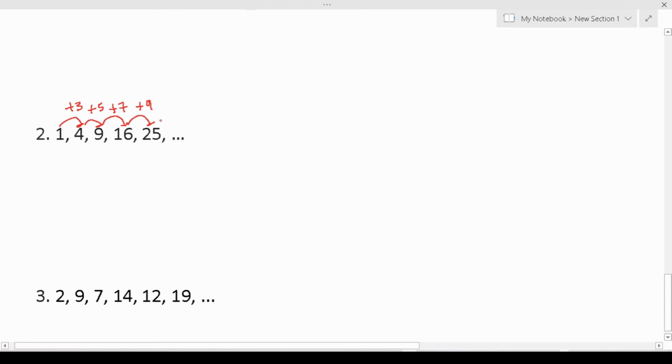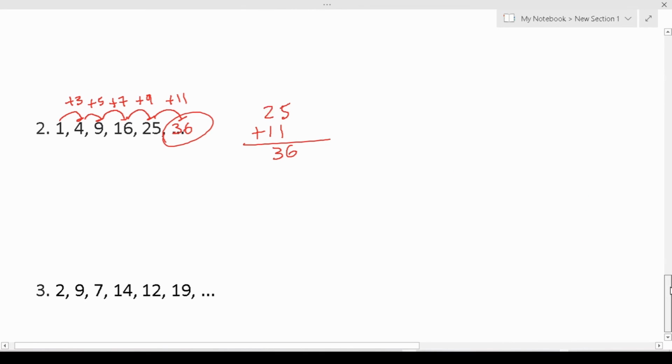So to go from 25 to the next term in this sequence, I'm going to add 11. So let's go ahead and do that. That's going to be 25 plus 11. 5 plus 1 is 6. 2 plus 1 is 3. So I know the next term in this sequence is 36.